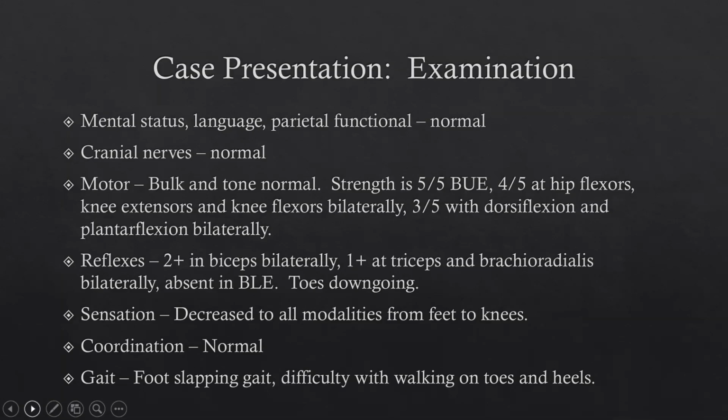Reflexes were 2+ in the biceps bilaterally, 1+ at triceps and brachioradialis bilaterally, and absent in bilateral lower extremities, with toes that were downgoing. Sensation was decreased to all modalities from feet to knees, and coordination was normal. Gait was a foot-slapping gait, with difficulty walking on toes and heels.